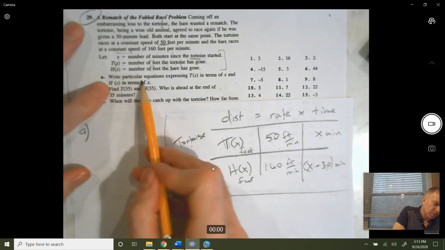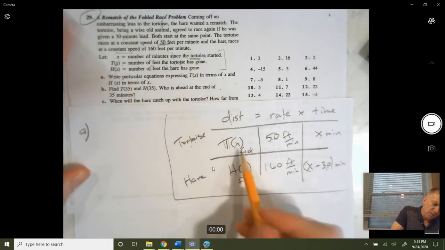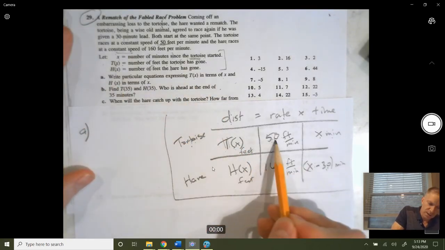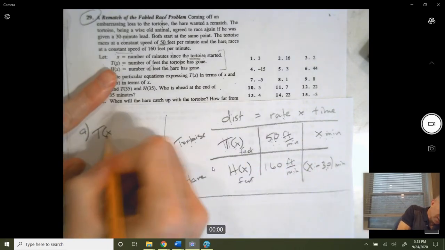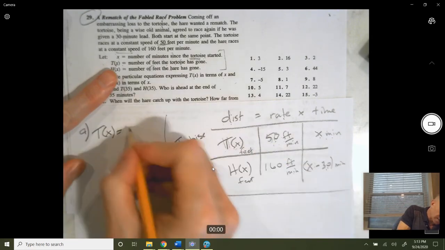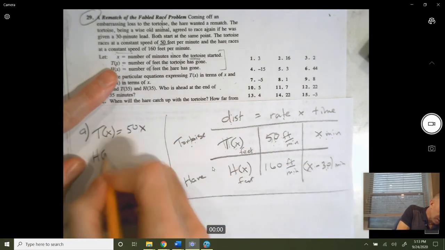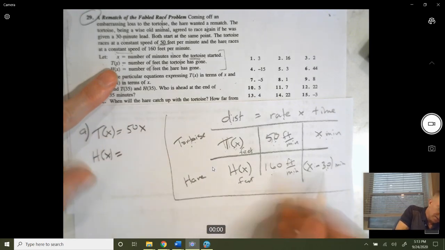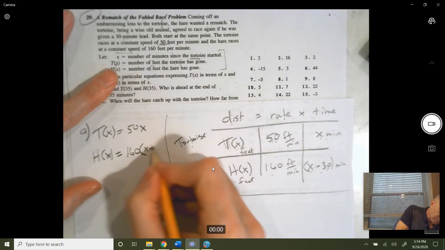Okay, so now if we go through the parts of the problem, this should be a lot easier. Your particular equations, t of x in terms of x and h of x in terms of x. Well, t of x equals rate times time. Distance is rate times time. So t of x is simply equal to 50 times x. H of x is equal to 160 times the quantity x minus 30.